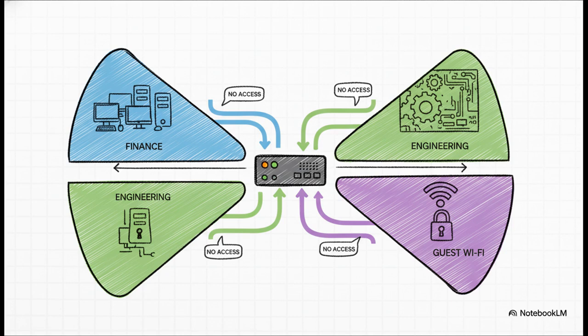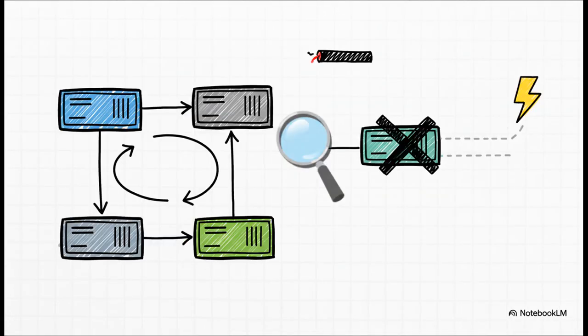A VLAN lets you take one single physical switch and digitally slice it up into multiple, completely separate networks. For example, you could create one VLAN for the HR department, a different one for IT, and a totally isolated one for your guest Wi-Fi. And here's the key. Devices on different VLANs can't see or talk to each other, even if they're plugged into the very same box.